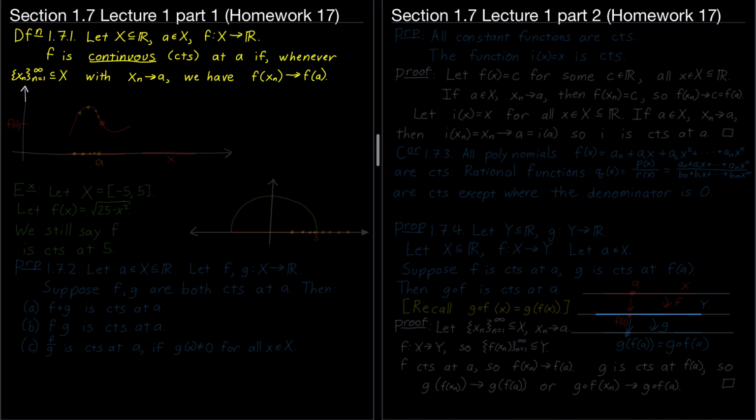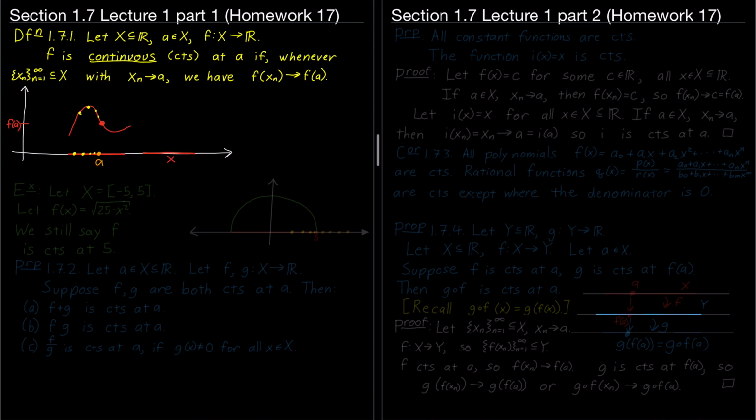And let's see what this looks like. So here is our set X, and here is our point a in X, and then our function f of x. Here is f of a. And the idea is that whenever you've got some points that are getting closer and closer to a, their images are getting closer and closer to f of a.